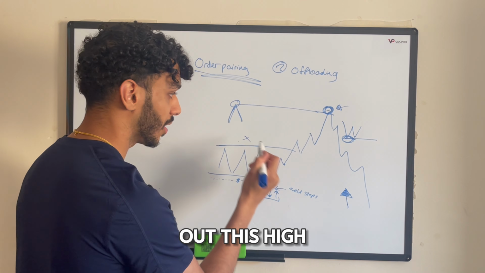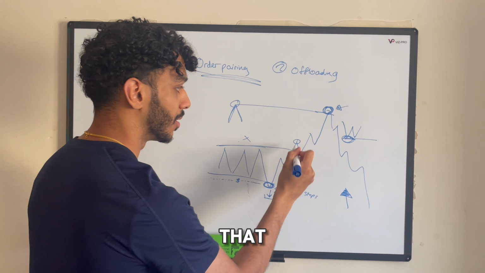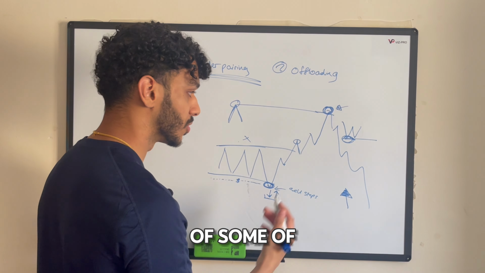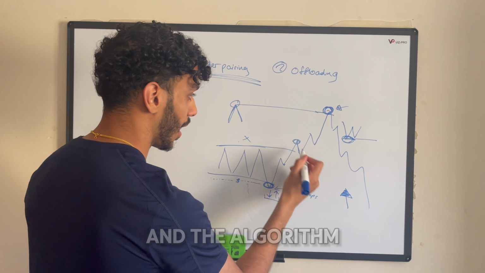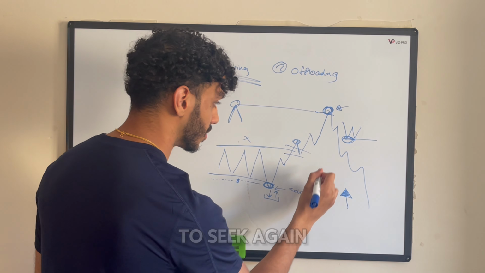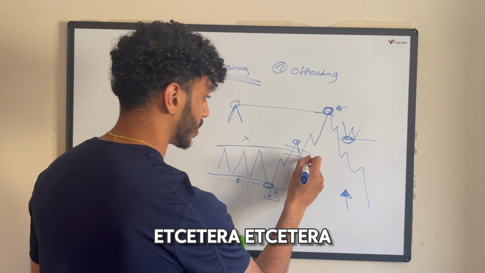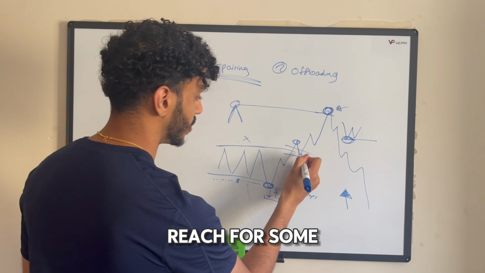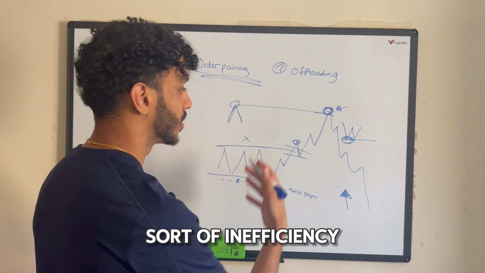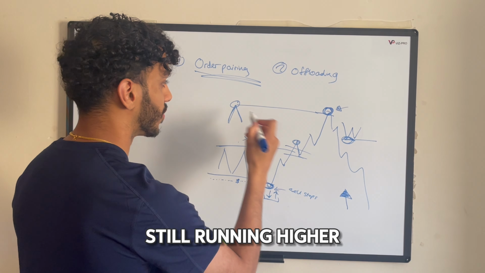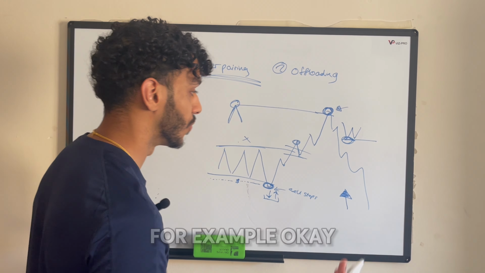Once we run out this high, price is going to retrace. Why is that? Because smart money has let go of some of their orders, okay, and the algorithm is then going to seek again some sort of fair value, mitigate something else, etc., etc., or not mitigate, but go ahead and reach for some sort of inefficiency and then run higher, right? Why is it still running higher? Well, we have higher targets, for example.